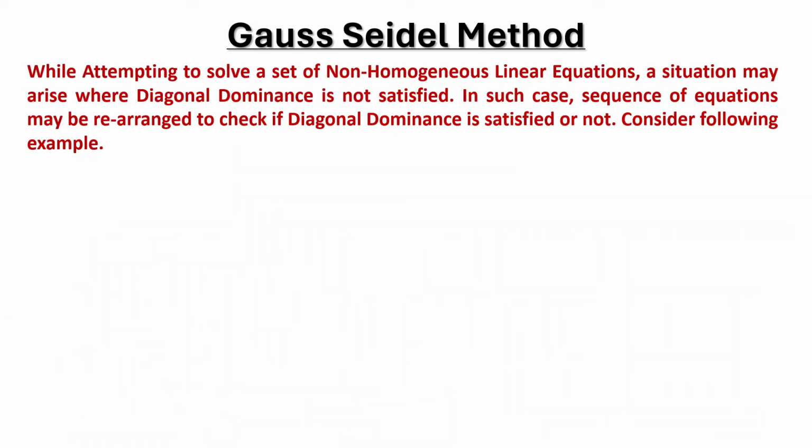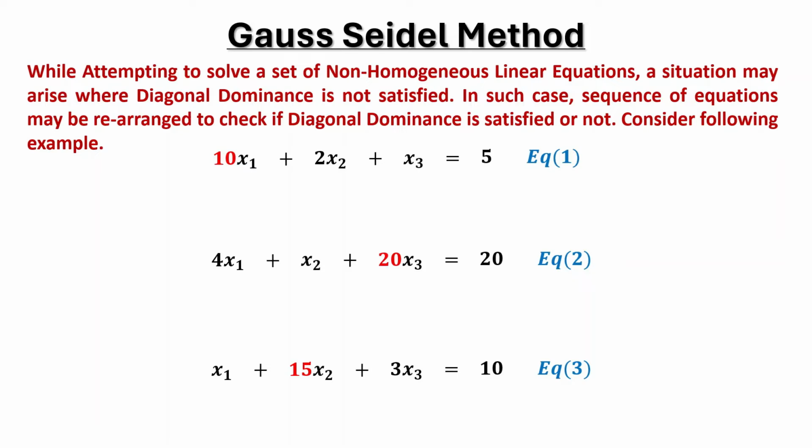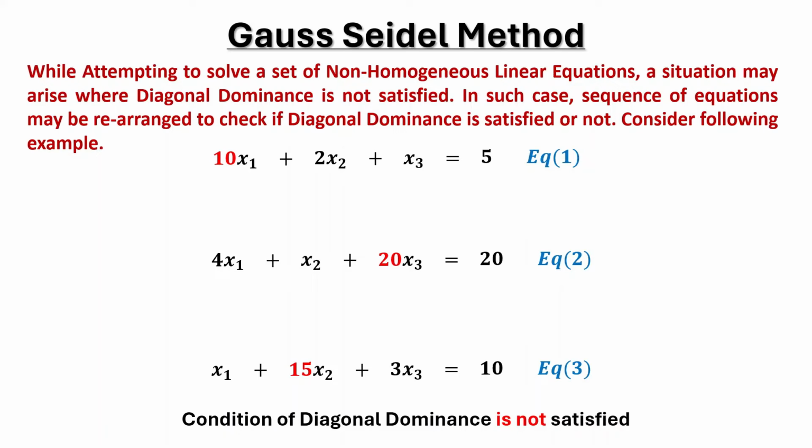While attempting to solve a set of non-homogeneous linear equations, a situation may arise where diagonal dominance is not satisfied. In such case, sequence of equations may be rearranged to check if diagonal dominance is satisfied or not. Consider following example. Here condition of diagonal dominance is not satisfied.